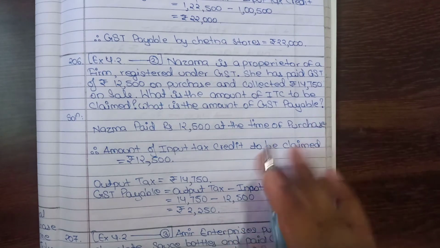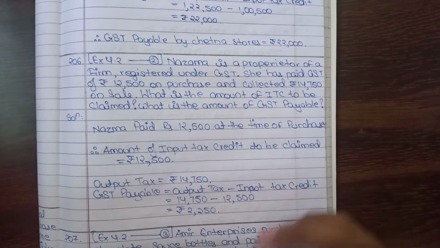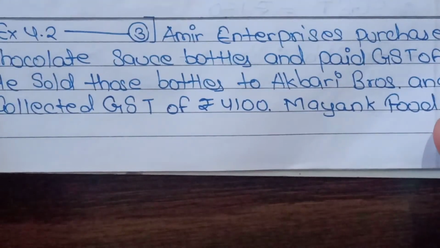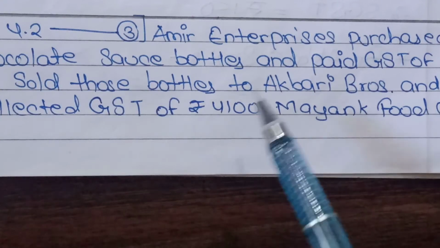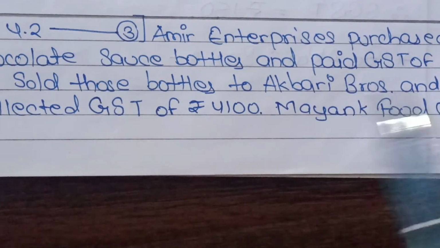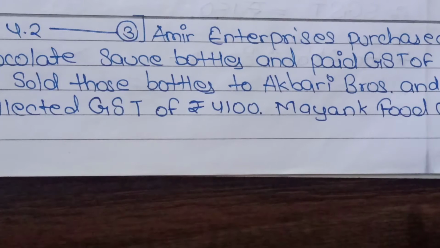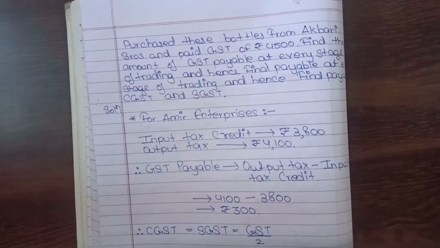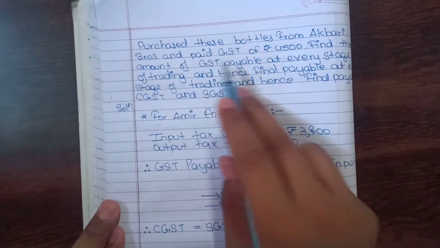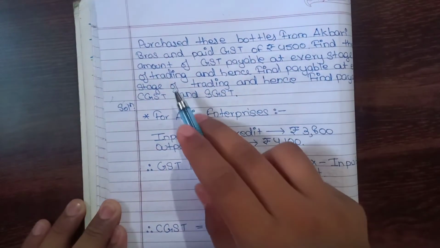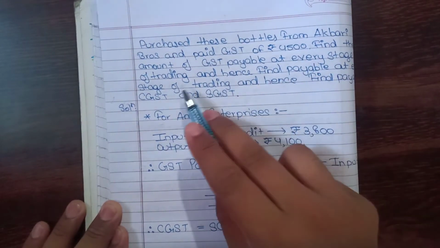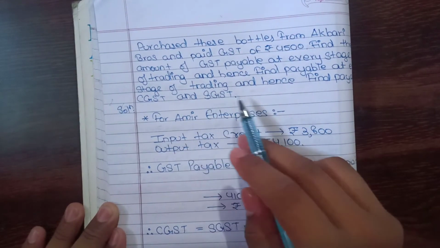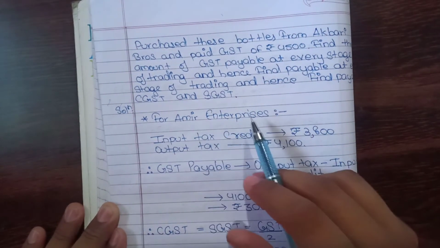Now we'll move on to the next question, which is the third question of exercise 4.2. Here we have our next question: Amir Enterprises purchases chocolate sauce bottles and pays GST of rupees 3,800. He sold those bottles to Akbari Bros and collected GST of rupees 4,100. Mayank Food Corner purchased these bottles from Akbari Bros and paid GST of rupees 4,500. Find the amount of GST payable at every stage of trading and hence find the payable CGST and SGST.